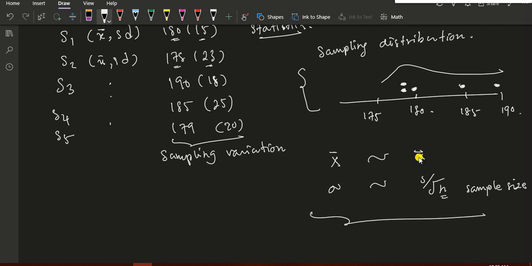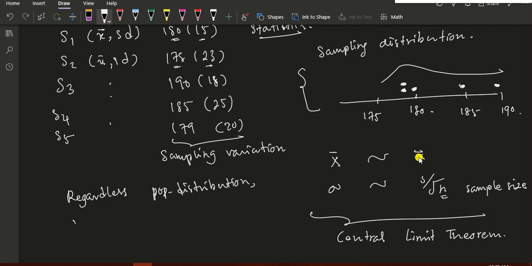Okay, so this concept is basically called the central limit theorem, which is a very important concept in inferential statistics. What the central limit theorem says is that regardless of the population's distribution, whether it is normal or not normal, if the sample size n is large enough, then the sampling distribution tends to be normal, approximately normal. So this is basically the central limit theorem.